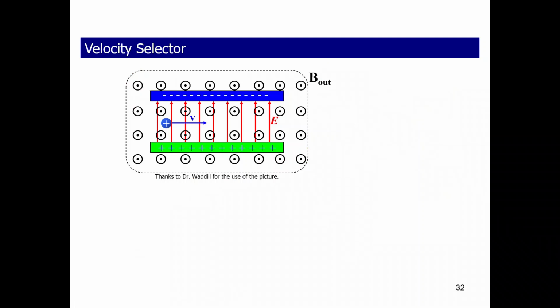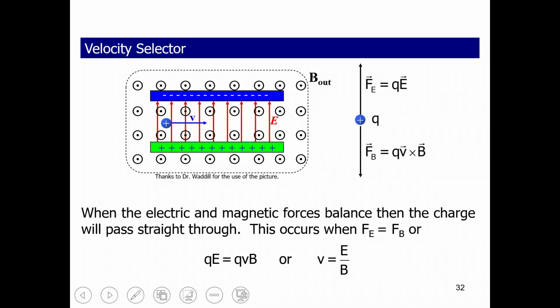So looking here at this example, we have a positive charge moving to the right. We have our electric field going from bottom to top, and our magnetic field is pointing out of the page. So our electric force is going to point on our proton from top to bottom. Our magnetic force, using our right hand rule, is going to point from top to bottom. Now, we know that our electric force is Q times E, and our magnetic force is QV cross B.